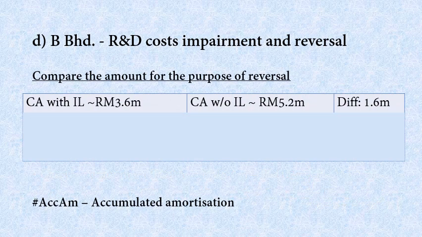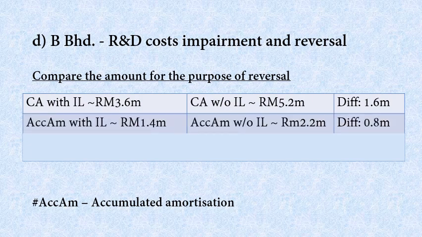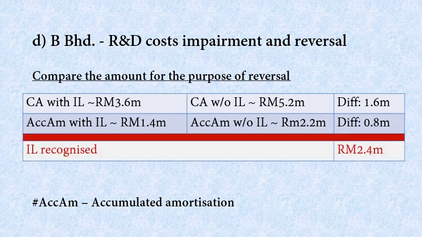So now we need to compare the amounts to do the reversal. We have carrying amounts with impairment loss of 3.6 million and carrying amounts without impairment loss of 5.2 million. These give us a difference of 1.6 million. And then we have accumulated amortization with impairment loss of 1.4 million and accumulated amortization without impairment loss of 2.2 million. This gives us a difference of 0.8 million. So these two differences in total are equivalent to the amount of impairment loss that the firm has recognized.